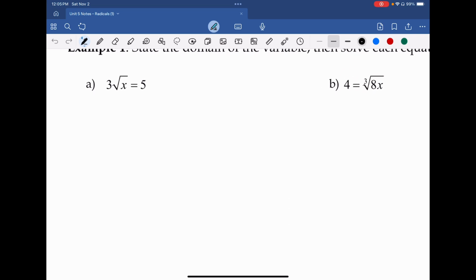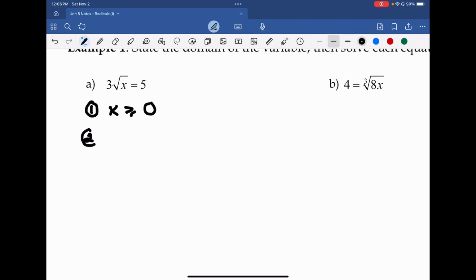Starting off with the first one, we want to figure out what our restriction is. To state our restriction, we're going to go part 1, and we're going to state whatever is the radicand, in this case just x. We set this greater than or equal to 0 because we don't want x to be a negative number. Now, if x is not a negative number, in this situation, the restriction is simply that it's greater than or equal to 0.